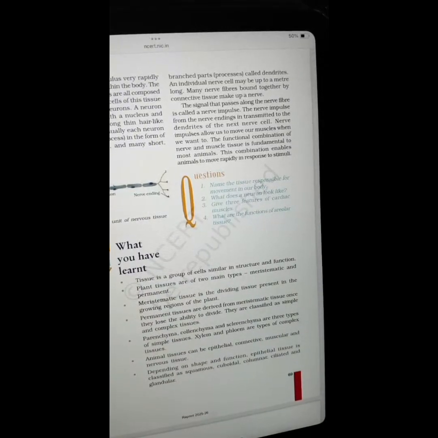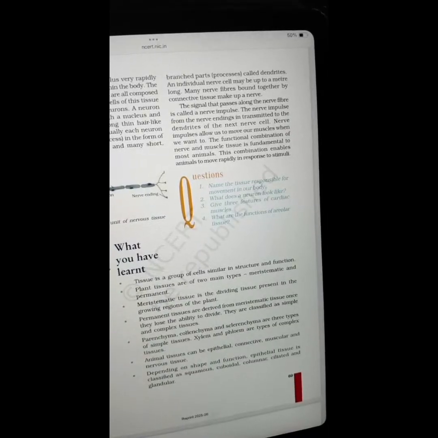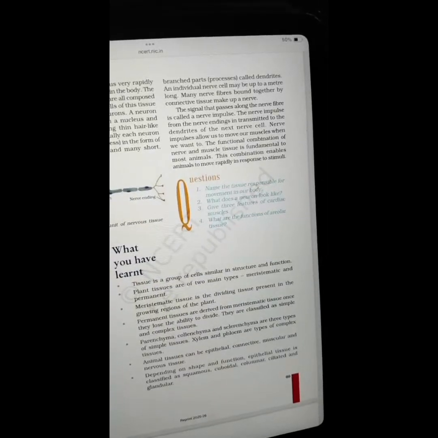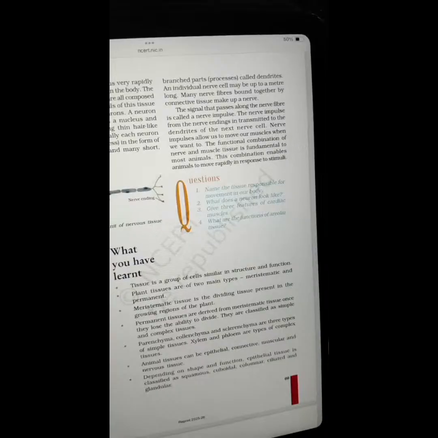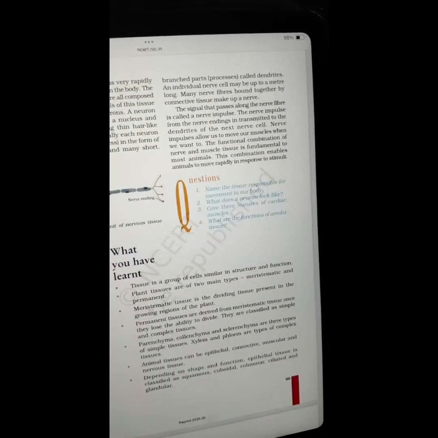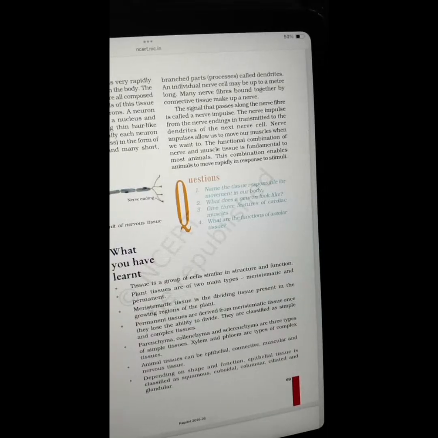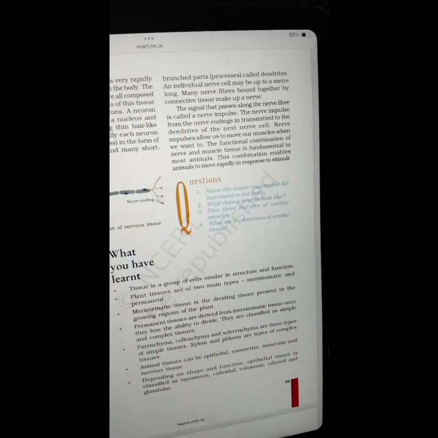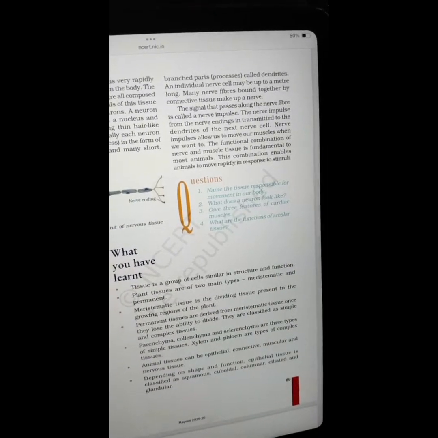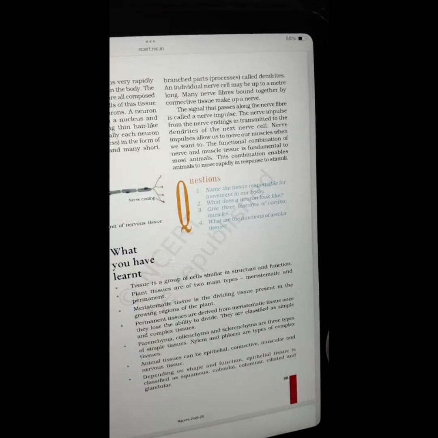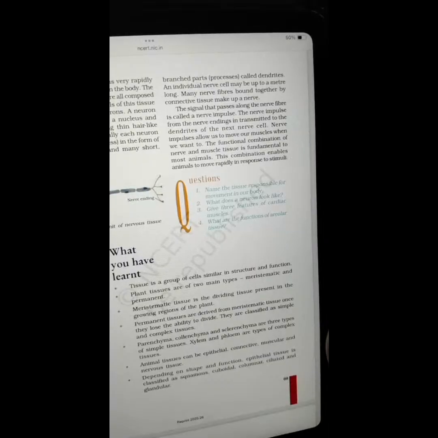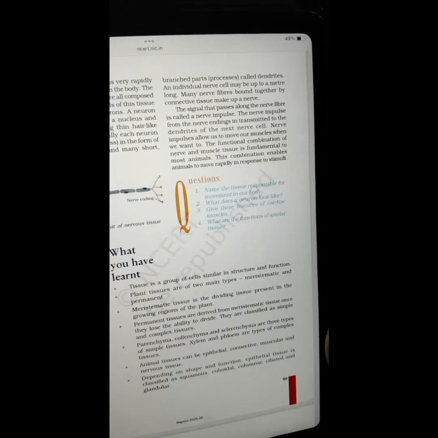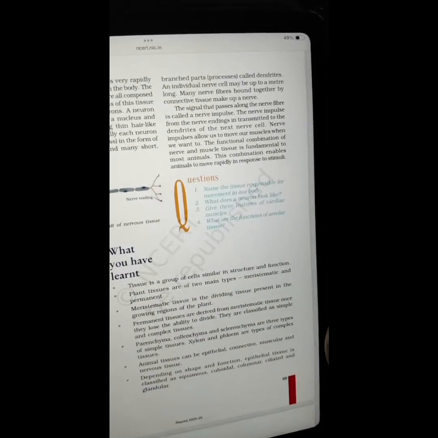An individual nerve cell may be up to a meter long. Many nerve fibers bound together by connective tissue make up a nerve. The signal that passes along the nerve fiber is called a nerve impulse. The nerve impulse from the nerve endings is transmitted to the dendrites of the next nerve cell. Nerve impulses allow us to move our muscles when we want to. The functional combination of nerve and muscle tissue is fundamental to most animals. This combination enables animals to move rapidly in response to stimuli.